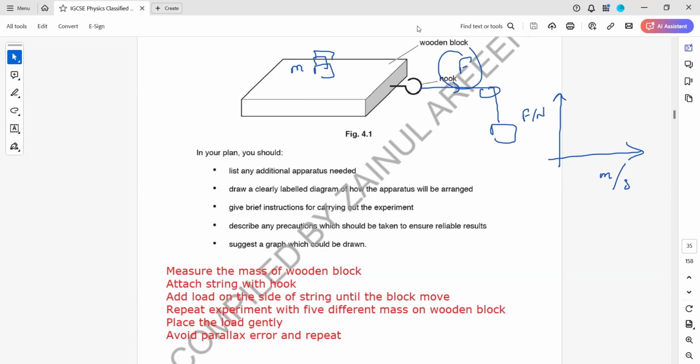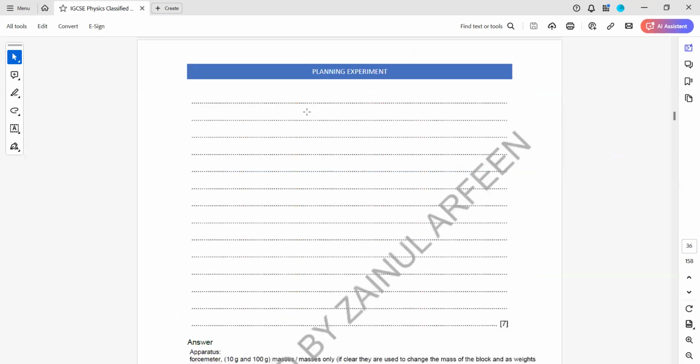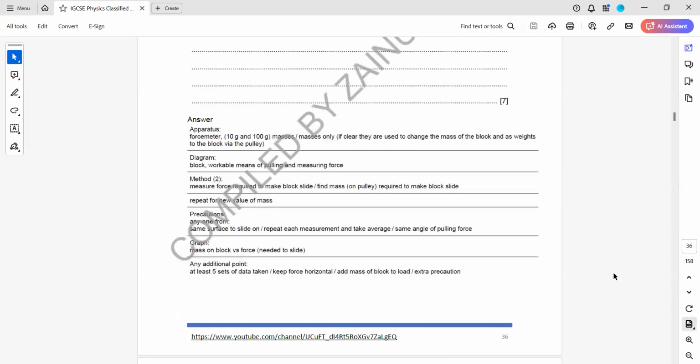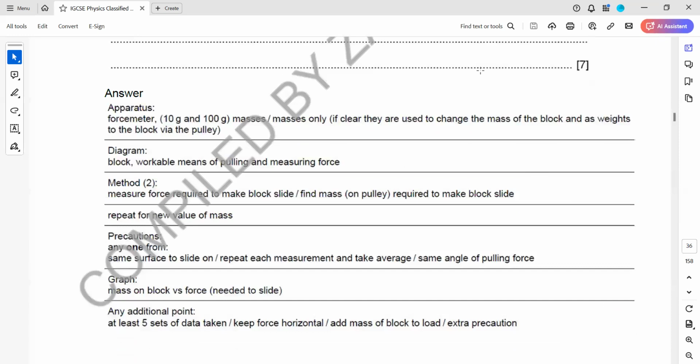And if you see the marking scheme points, like the distribution of the marks, the apparatus which we need, you can mention the additional apparatus, as we mentioned, set of loads or force meter can also be there. Then the diagram, as we drew, then measure the force required for a block to slide, and then repeat with new masses that we did, and same surface, repeat experiment, take average, same angle of the pulling force. These are the variables which we should keep constant.